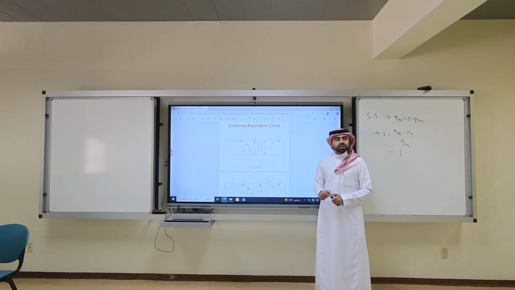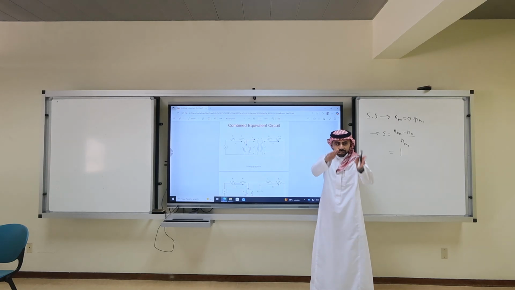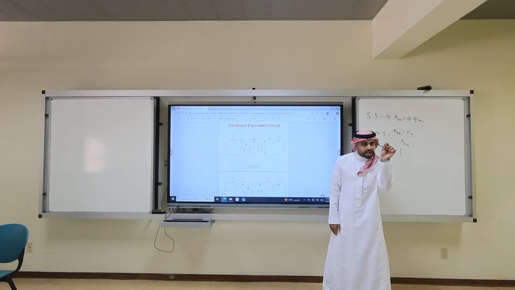Can the air gap be 0? If the air gap is 0, what will happen? It will not rotate. The rotor will be stuck in the stator. So always there is an air gap.